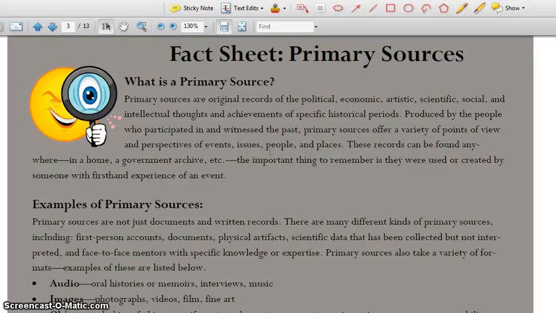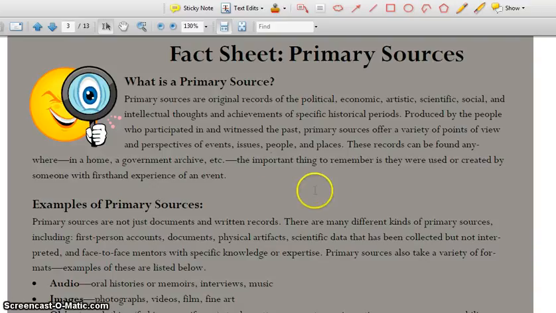They can be found anywhere, okay, in a home, a government archive, but the important thing to remember is that they were used or created by someone with first-hand experience. Okay, they were actually there.